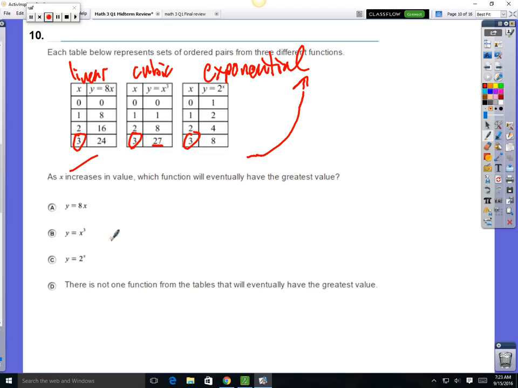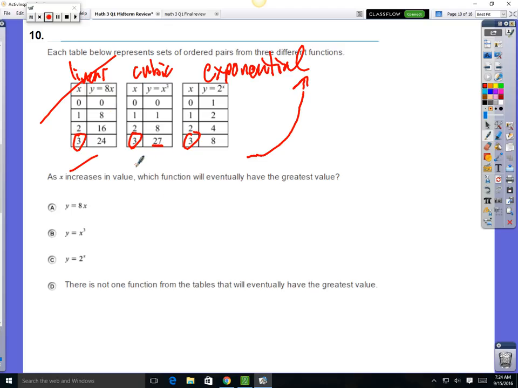So now what happens as x gets bigger? Which one of these 3 is going to grow the fastest? It is definitely not the linear. The linear is just going up by 8 every time. Up 8, up 8, up 8, up 8.